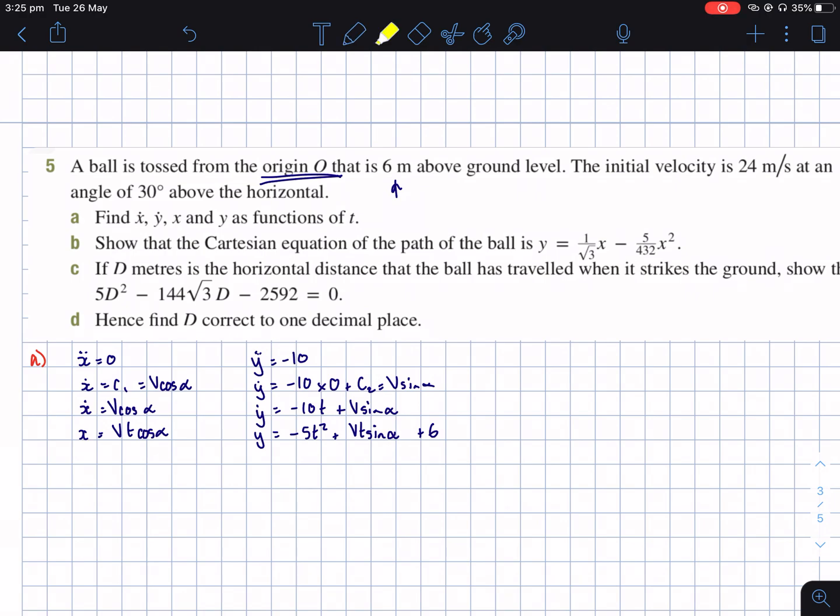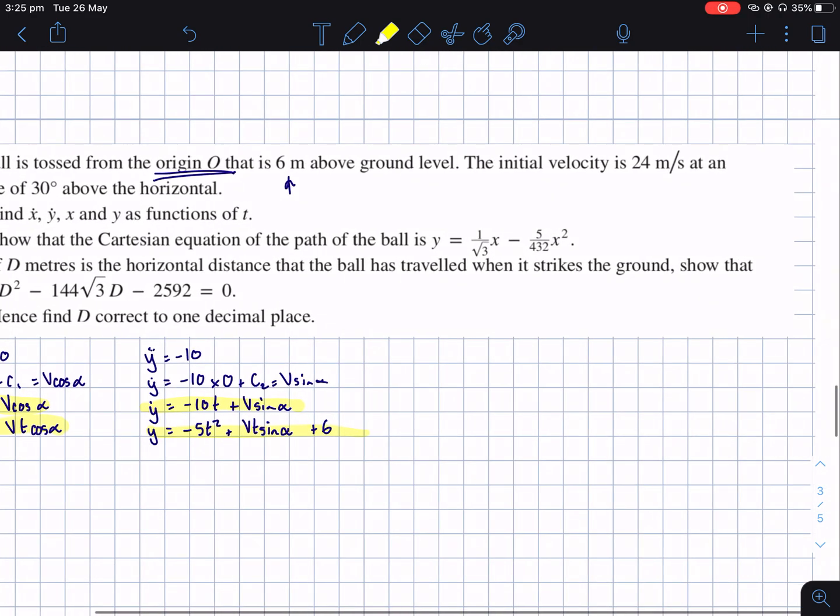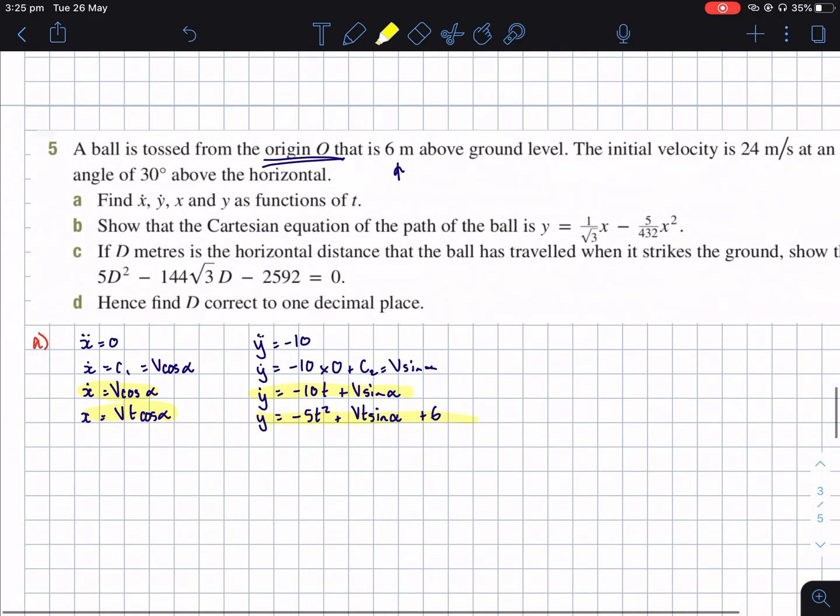So there we go. Oh, I do know V and alpha. Okay, we're gonna have to keep going. 24 cos 30. I should know because that's root 3 on 2. So that's 12 root 3 because it's 24 times root 3 on 2.